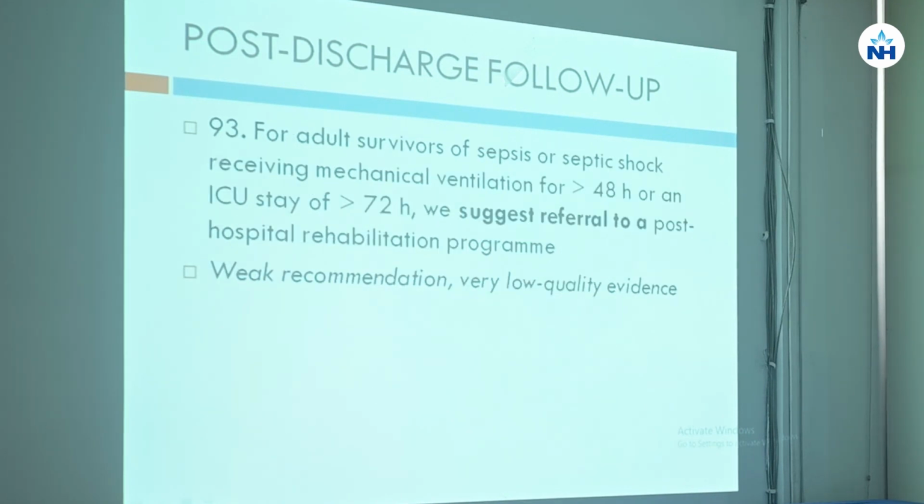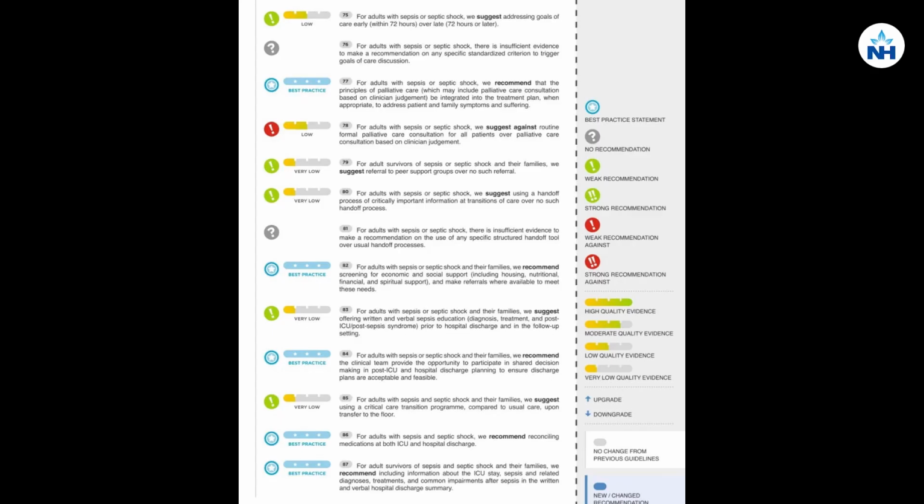And the last one: for adult survivors of sepsis and septic shock receiving mechanical ventilation for more than 48 hours or an ICU stay more than 72 hours, we suggest referral to a post-hospital rehabilitation program. It is also a weak recommendation and very low quality of evidence. These are the changes in long-term outcome for both kinds of care. This is more or less the last few things that have been changed from the 2016 guideline.